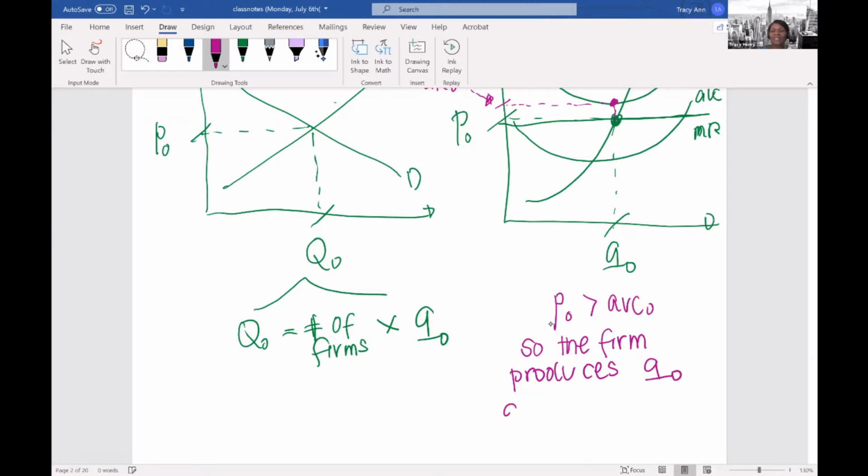they do so at a loss, and we know it's a loss because P0 is less than the average total cost at 0. So if the firm is producing this at a loss, the question is, are you going to continue doing this, especially in the long run when you can now change your labor and your capital?